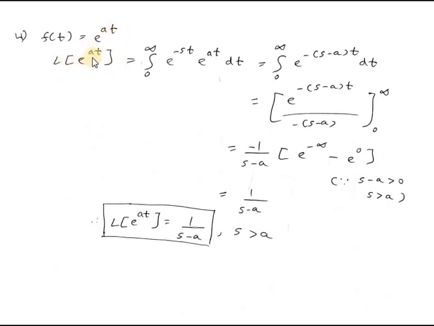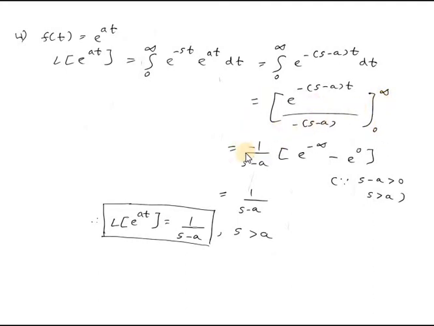So Laplace transform of e raised to at is given by integration 0 to infinite e raised to minus st into e raised to at dt, which can be written as integration 0 to infinite e raised to minus (s minus a) t dt. Now integration of e raised to minus (s minus a) t with respect to t will be e raised to minus (s minus a) t divided by minus (s minus a), because the coefficient of t is minus (s minus a), and the limit will be from 0 to infinite.